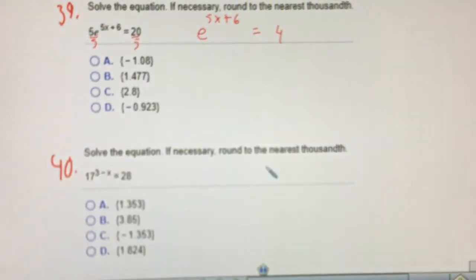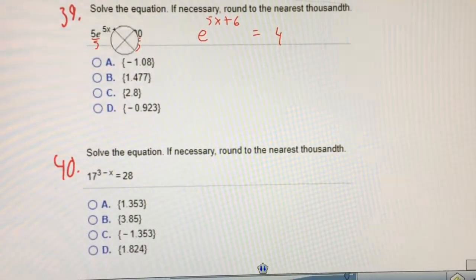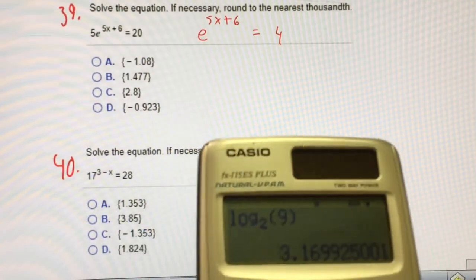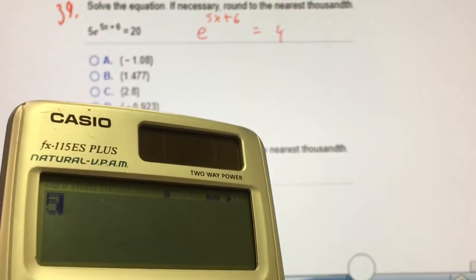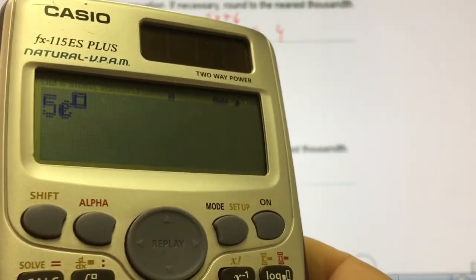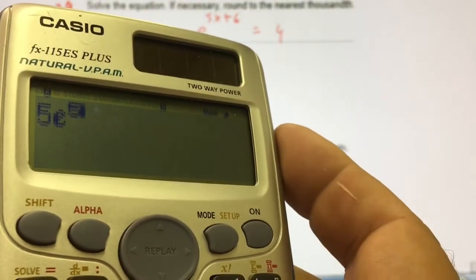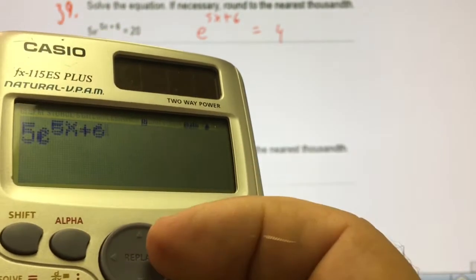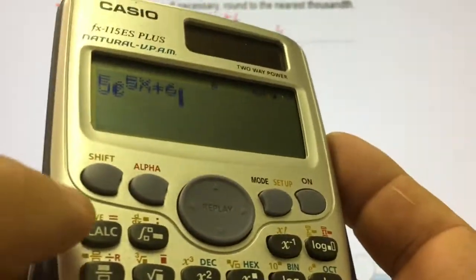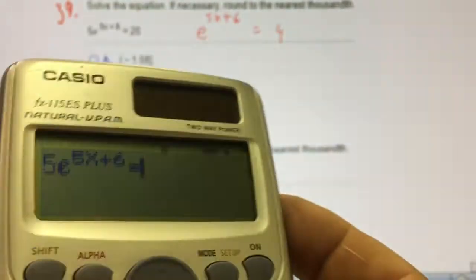In fact, I could have typed the original in without even bringing that 5 over. So if I want to type in 5e, I'm going to hit shift ln to get the e going, and then I'm going to type in 5 alpha red x plus 6, right arrow. Now this is important. You want to hit alpha equals. You want to type that in as such.